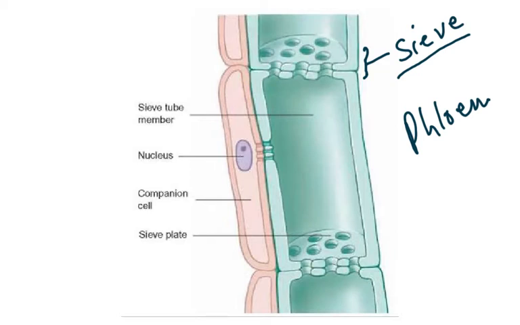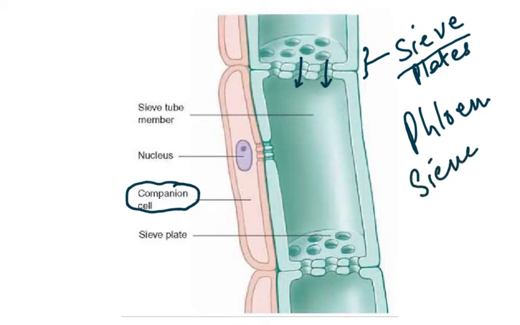So these are the sieve plates, and these are the plasmodesmata. You see these are connections from one cell to the other. You see this connection between this and this. So these are called the sieve plates. And then the other very important thing is you have cells which are adjacent to it and which are sort of friends of the phloem, or the sieve tube elements. Phloem is also called the sieve tube elements.